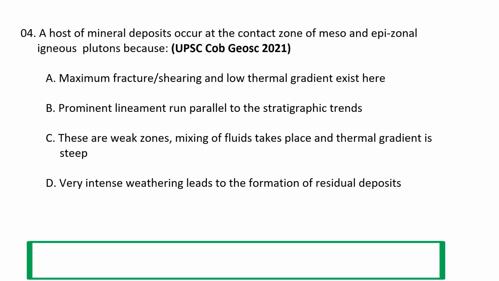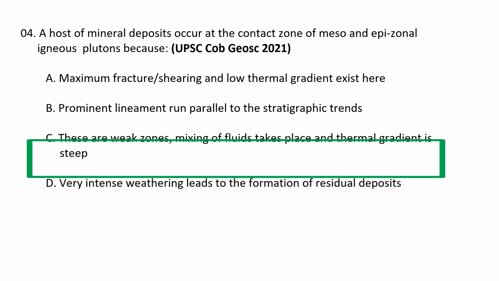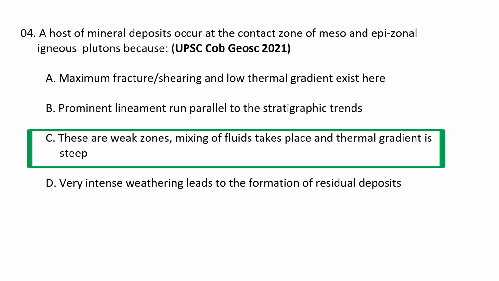Next question. A host of mineral deposits occur at the contact zone of meso and epizonal igneous plutons because A. Maximum fracture or shearing and low thermal gradient exists here, and B. Prominent lineaments run parallel to the stratigraphic trends, and C. These are the weak zones, mixing of fluids takes place and thermal gradient is steep, and D. Very intense weathering leads to the formation of residual deposits.